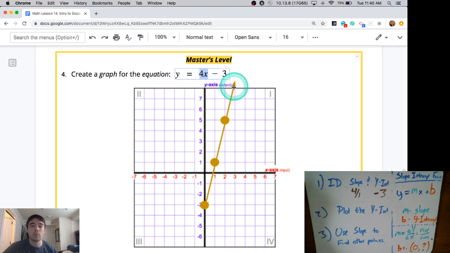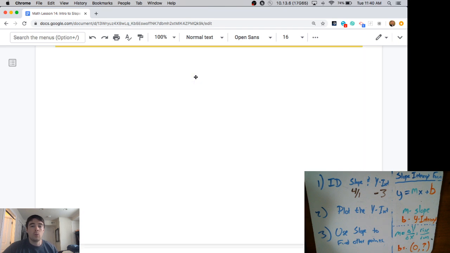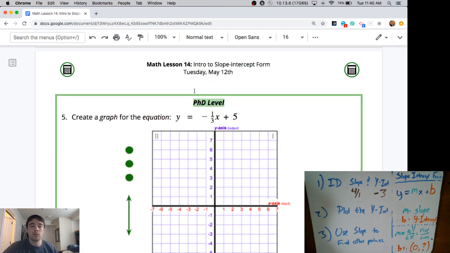And every single point, every ordered pair that falls on this gold line would represent one of the solutions to this equation. So that's what these graphs are really about, showing all the different solution pairs that could work for the representative equation. So we're going to do one more together using today's slope-intercept formula.